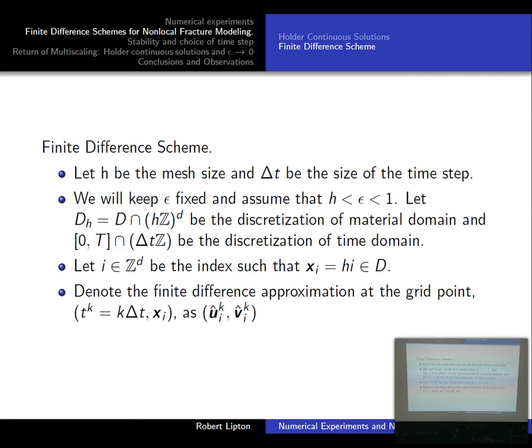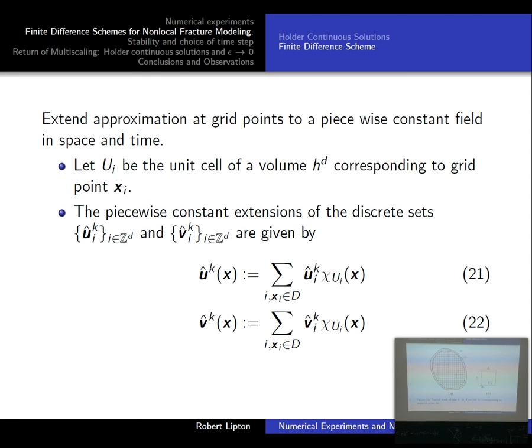Time we discretize according to our discrete parameter delta t. So we fix delta t, we fix h, and we only assume here that the index set is such that points lie inside the domain. And now we denote our finite difference approximation at the grid point, k delta t, xi. So k time steps in, as with hats, u hat k, v hat k. So this is our displacement and velocity. And again, here's our typical mesh.